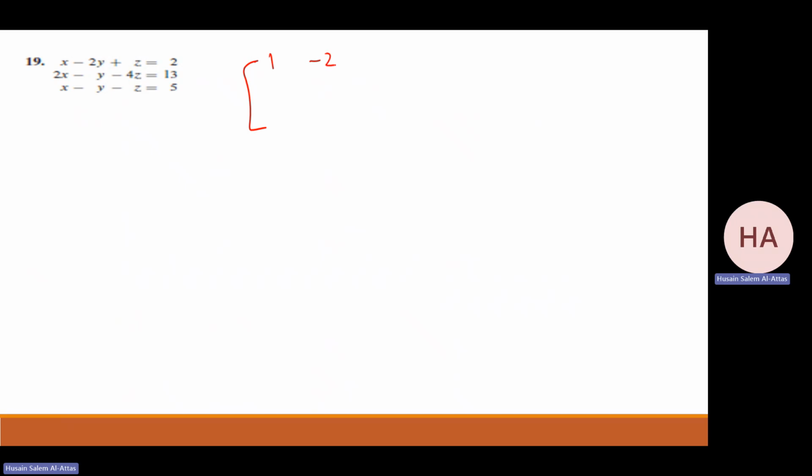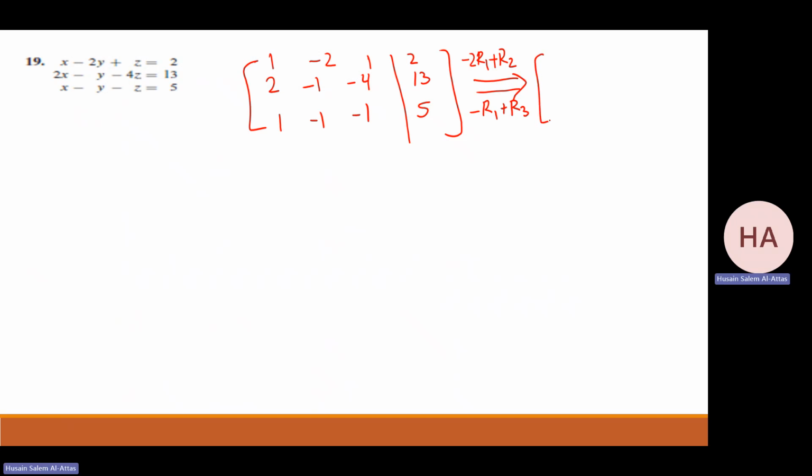1, -2, 1, 2. Okay. 1, 2, this is 2, -1, -4, 13. 1, -1, -1, 5. So multiply the first row by -2 and add it to the second. Multiply the first row by -1 and add it to the third. What you will get? This will be the same.